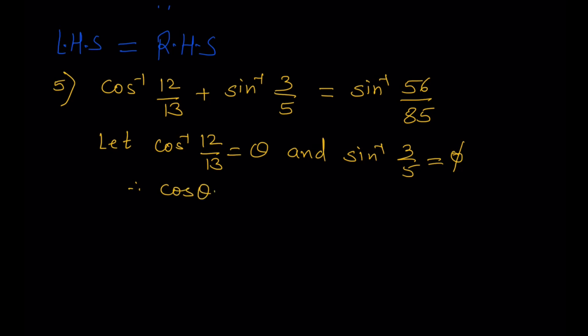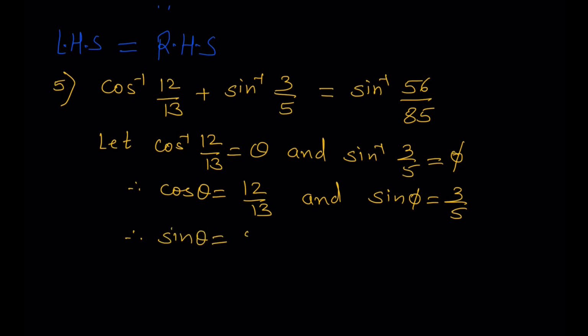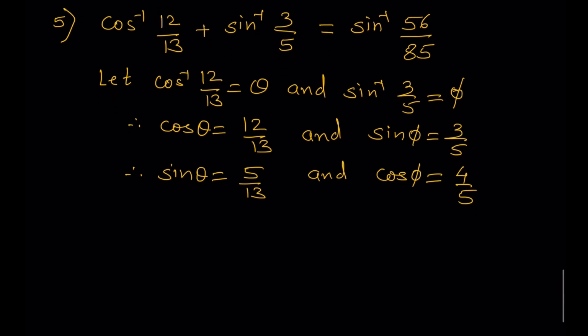Therefore, cos theta is equal to 12 by 13 and sin phi is equal to 3 by 5. Now using Pythagorean triplet or using trigonometric identities, we can easily find sin theta here. In this case, sin theta will be 5 by 13 and cos phi here will be 4 by 5. Fine. Now because of our assumption that first term is theta, second term is phi, so exactly what we want to prove?